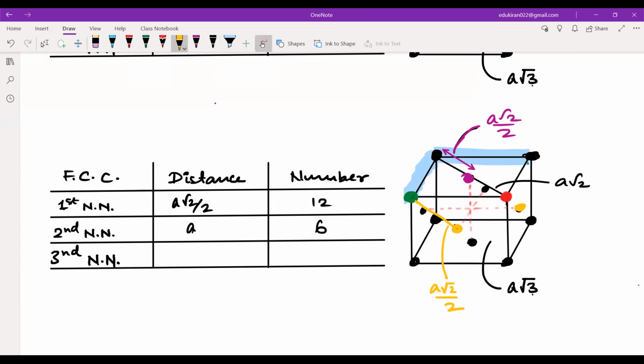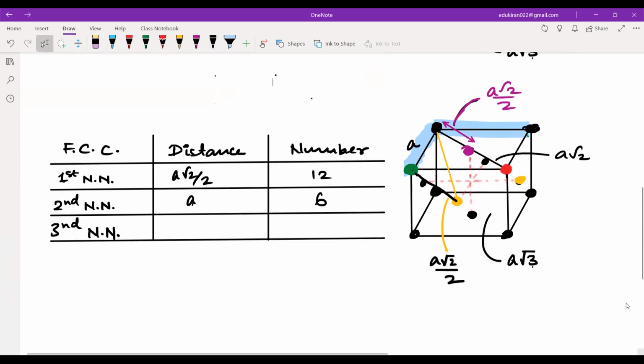Now we need the distance between these two atoms, from here to here. I hope you can already see a right angle triangle. You can see a right angle triangle in which you have the black atom. You have this black line which is A, and then you have again this black line which is A root 2 by 2. Can all of you see that? Yes or no? And then you have this as hypotenuse.